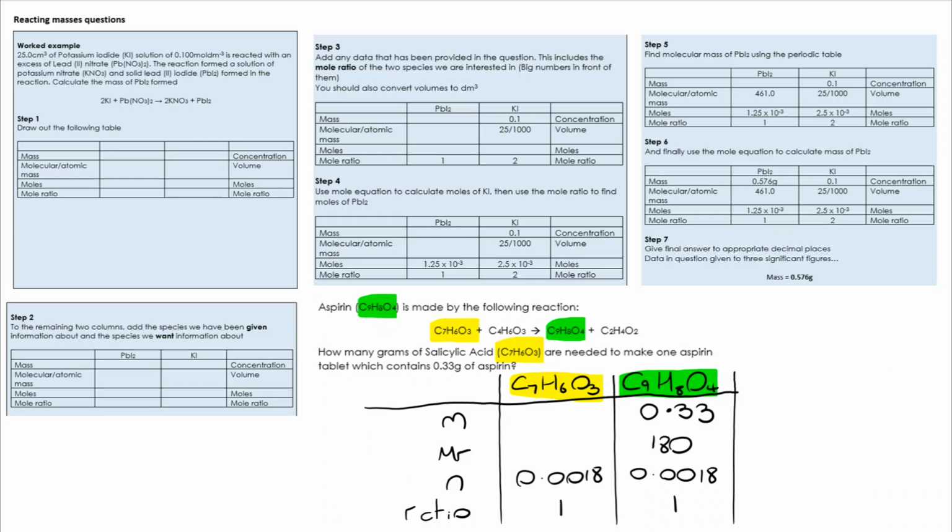Now I've got the n, I can find the Mr using the periodic table, it's 138, and once I've got that I can use my mole triangle or my mole equation and I find that my mass is 0.249 grams. Always remember to write that in the specified area within the exam question or write it separate from the table, 0.249 grams.